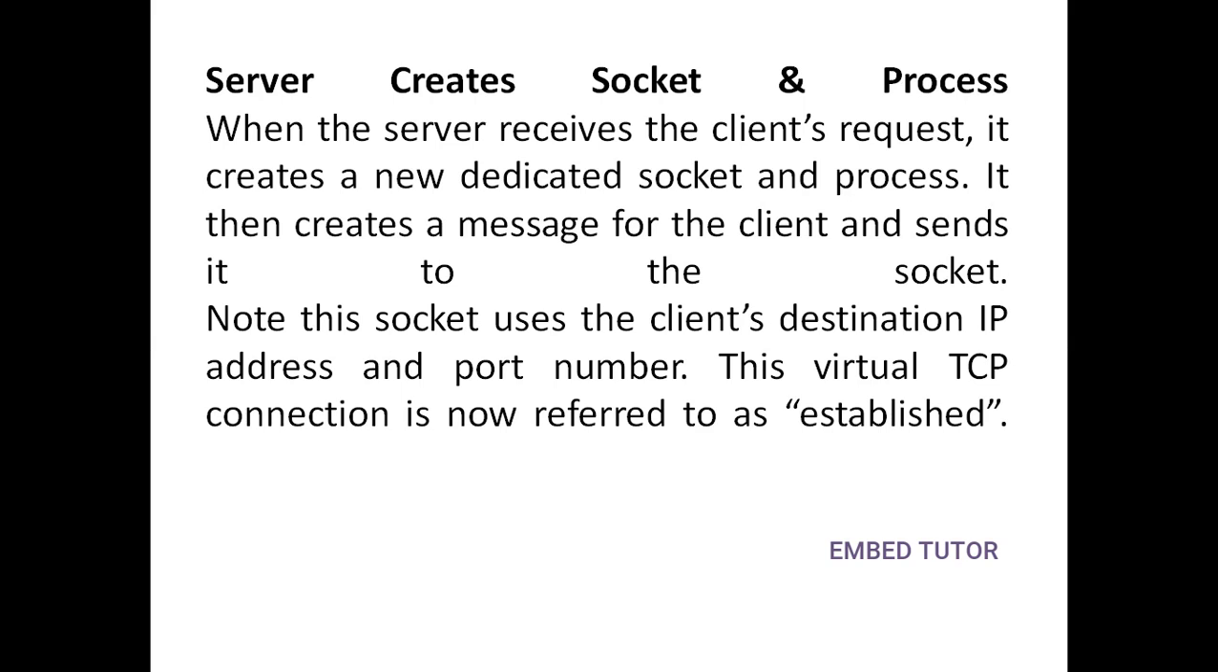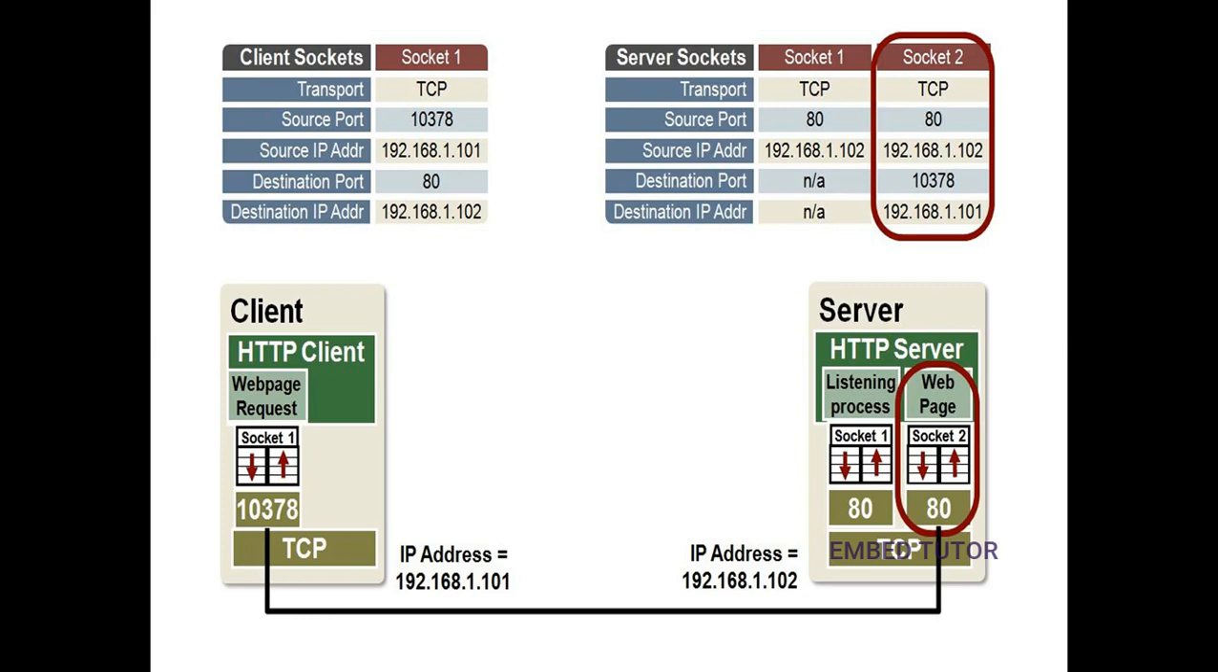So this is more important. Suppose the server has 10 simultaneous client requests, then it will have 10 such dedicated sockets with different destination IP address and corresponding port address. So look at here, you all know that this is the actual client socket. This is the server socket in the listening mode and this is the server socket in the established mode.